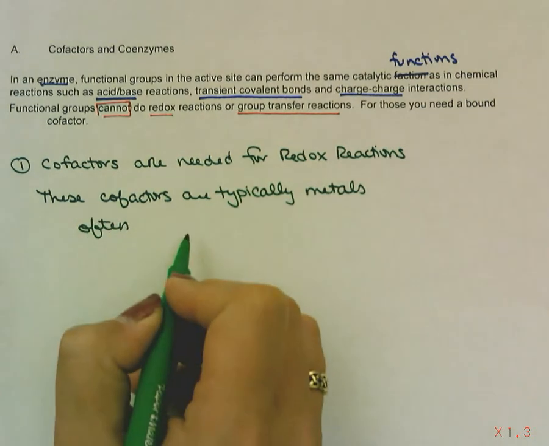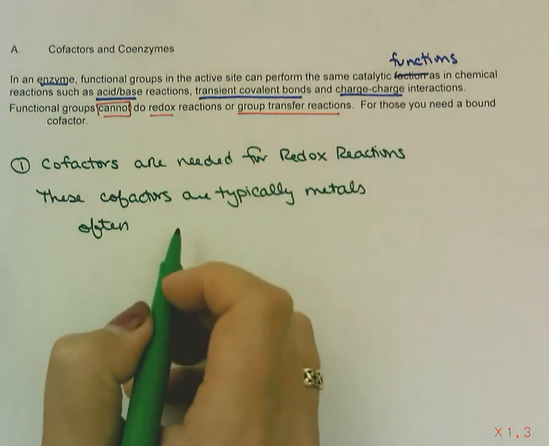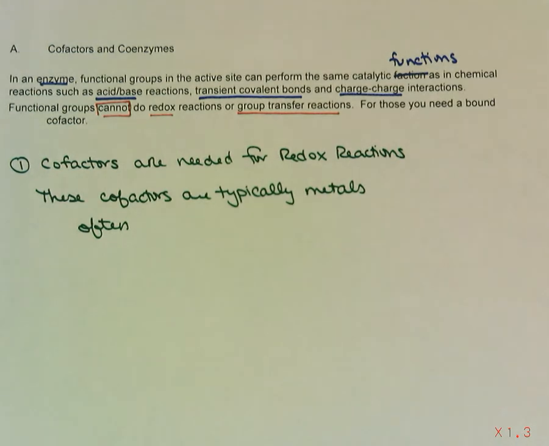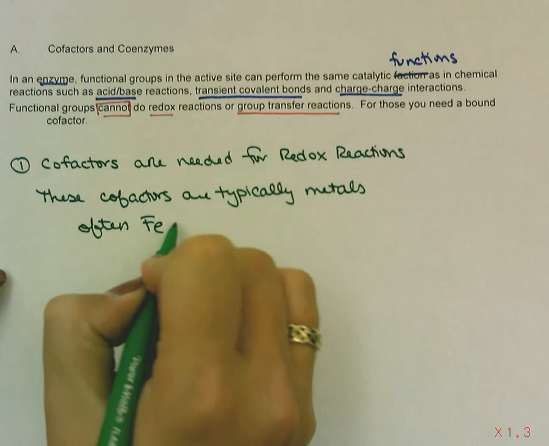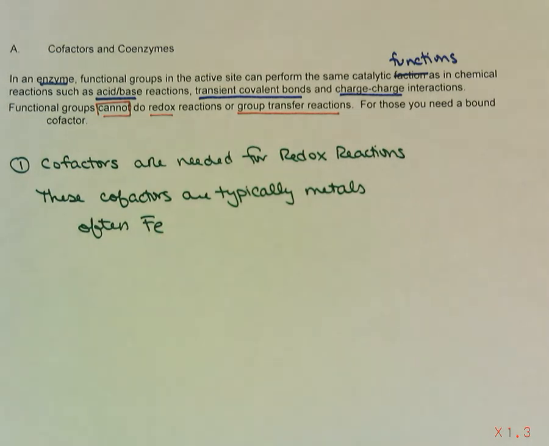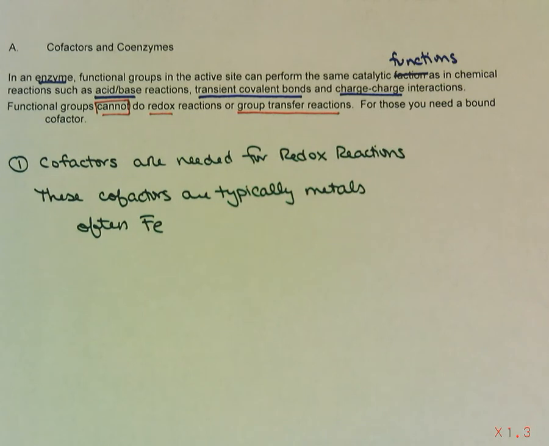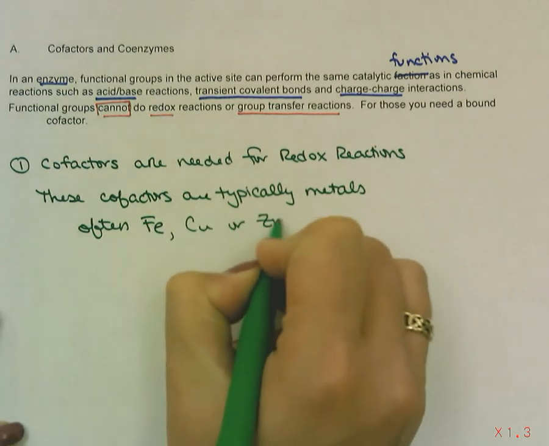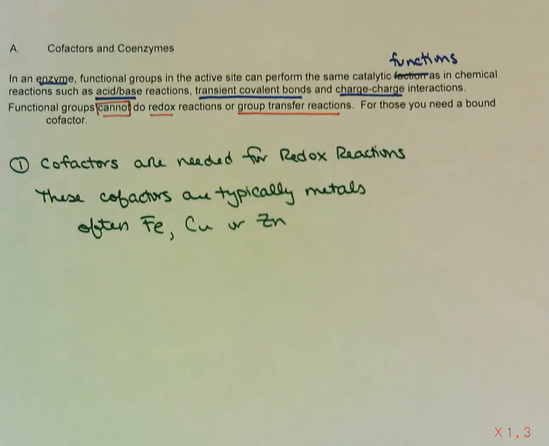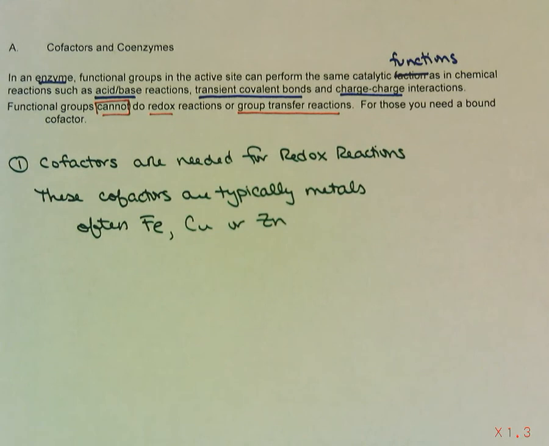What is one metal that you know off the top of your head definitely can do a reduction oxidation? Iron. Iron's a good choice. Besides the fact that it's my favorite metal. Just is, like everyone has a favorite. Mine's iron. Those are going to be our top 3 cofactors that are metals: iron, copper, and zinc.